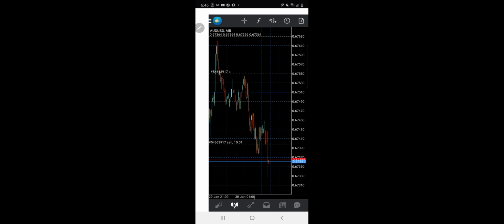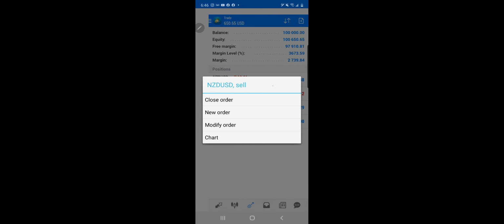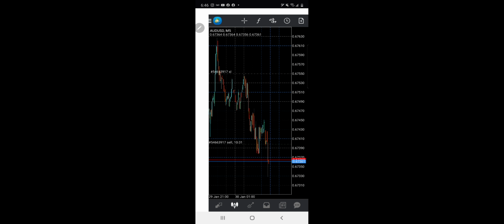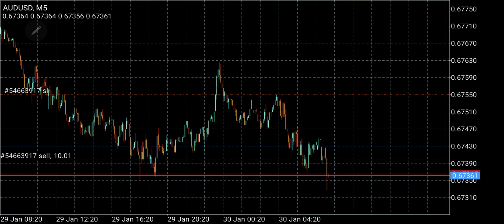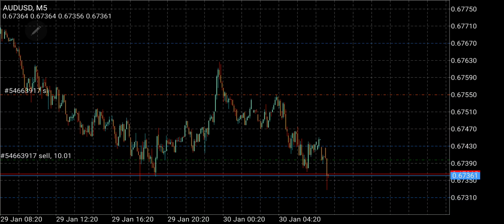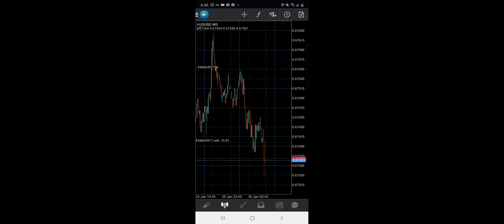All right, so boom. Let's look at this New Zealand dollar joint. I'm trying to turn this way. Let's look at this. Is it gonna show me the New Zealand dollar? Oh, there we go. All right, so there we go right there.